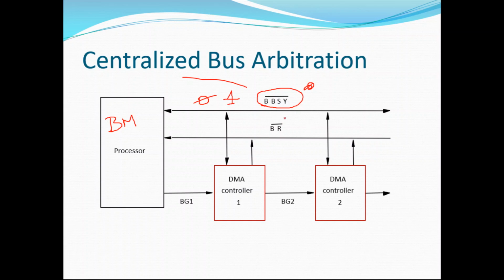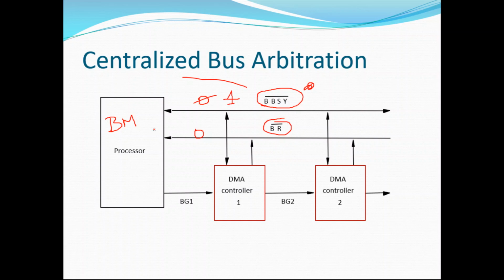Similarly, the next line is BR. This is also an active low signal, which means if it is 0, it is enabled. If it is 1, it is disabled. This is the bus request. If somebody wants to request the bus, they will keep a 0 here. Then that request will go to the processor.